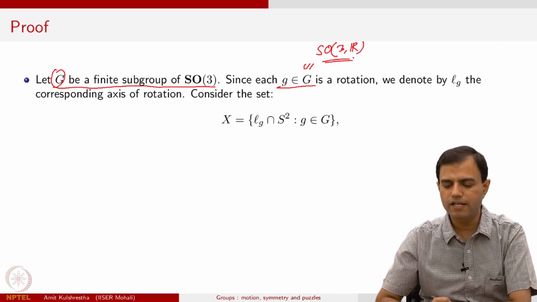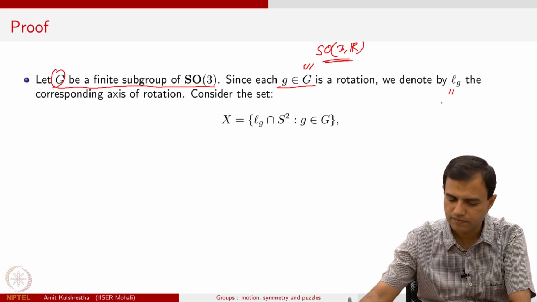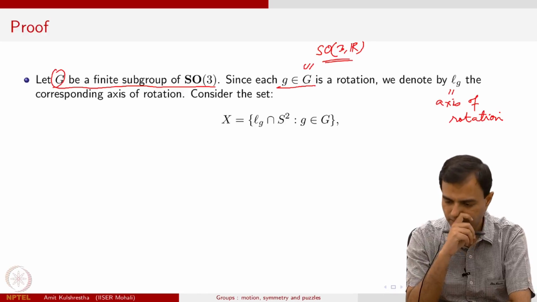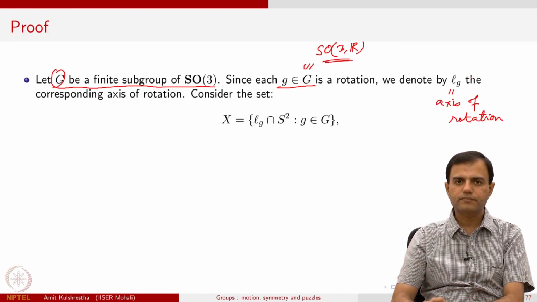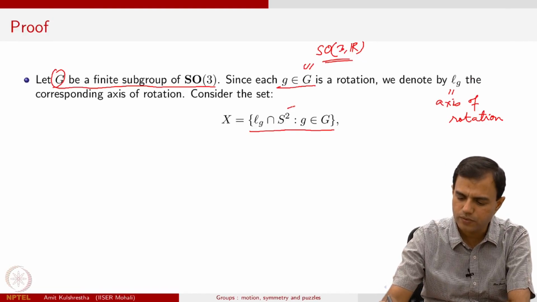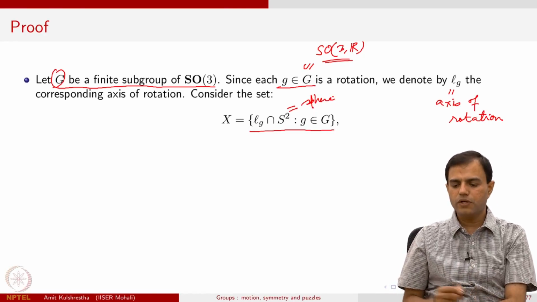So since every element is a rotation, there is an axis. Every rotation has an axis of rotation. So I denote by LG the axis of rotation, and then I intersect the axis of rotation with S2. S2 is a sphere. So what do I get? That's how I get poles.